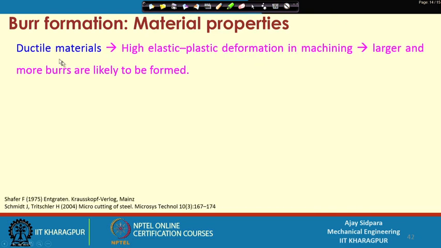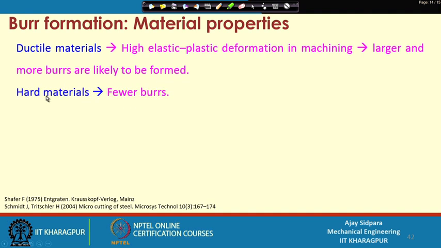Now, coming to material properties. The material properties also play an important role, as we have already seen in the last class. If the material is ductile, there will be high elastic-plastic deformation in machining, and that is the reason larger burrs are likely to form. The material is able to elongate a little more, and by that time your tool has passed over the surface and you are not able to remove it effectively.